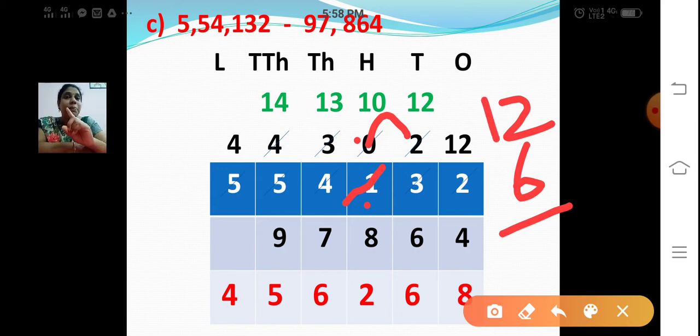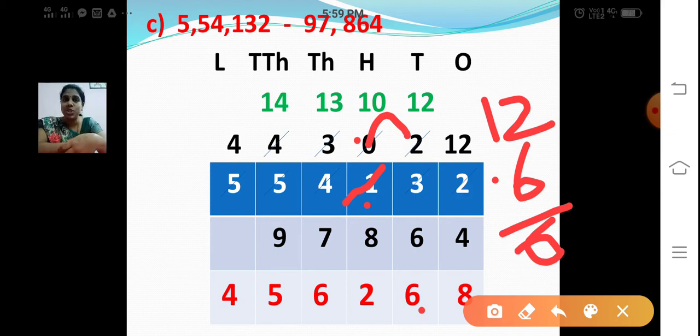100 I'm giving, right? That means 10 tens plus already 2 tens. So 12. 12 minus 6. So can we subtract 12 minus 6? Start from number 6. Count forward till you reach 12. After 6, 7, 8, 9, 10, 11, 12. So 12 minus 6 is 6 tens. 12 tens minus 6 tens is 6 tens.